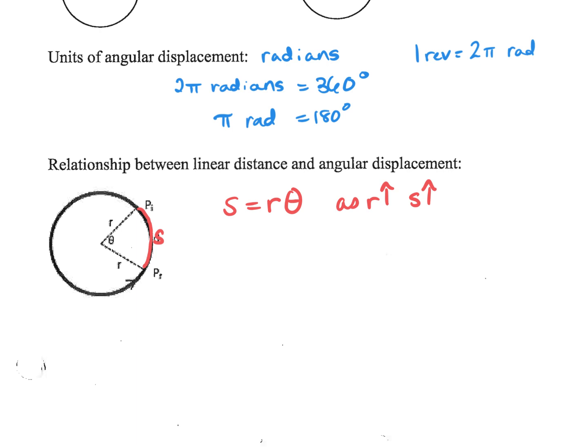So when we use this formula, will we input it as radians? Yes, you would. Not revolutions, not degrees, radians. Okay? So as R goes up, S goes up. Now the units for S are meters, because it is a physical distance, isn't it?